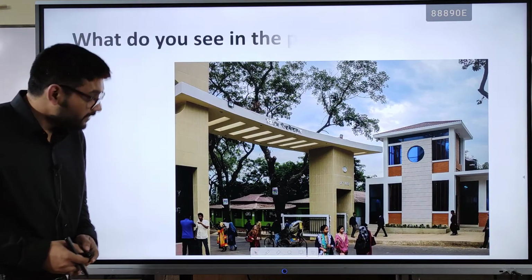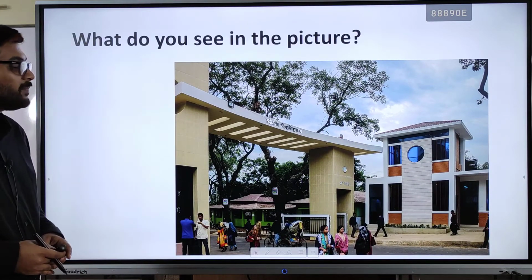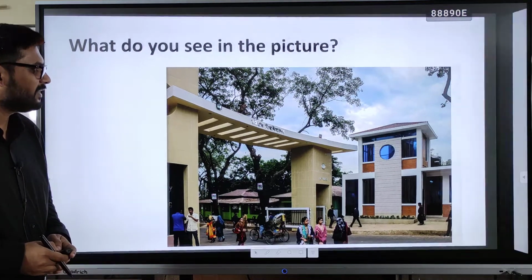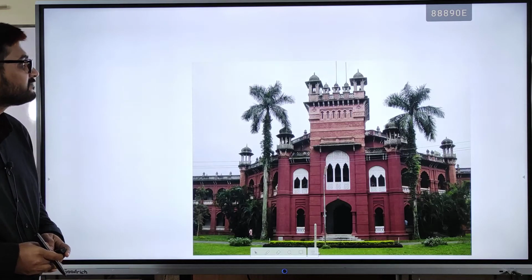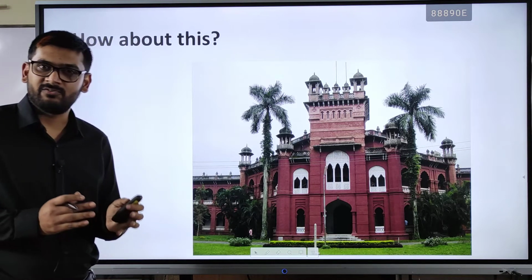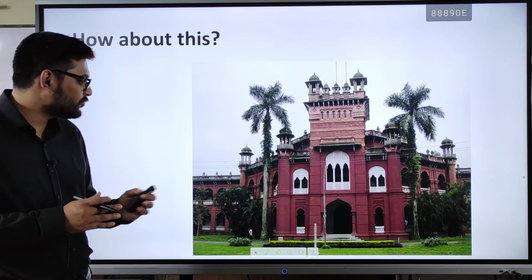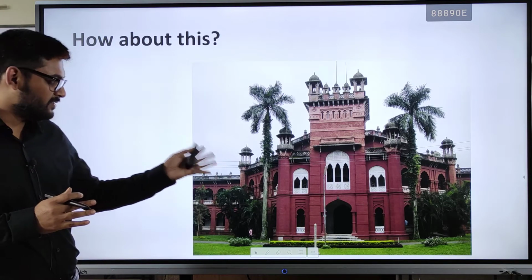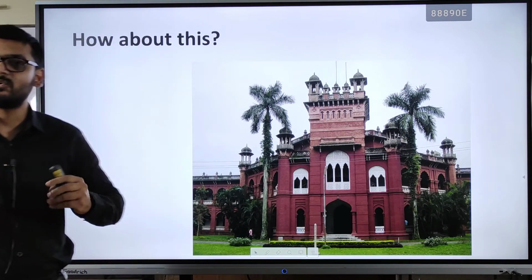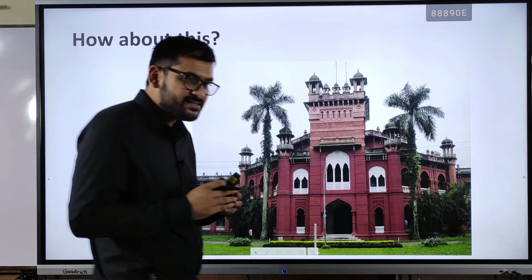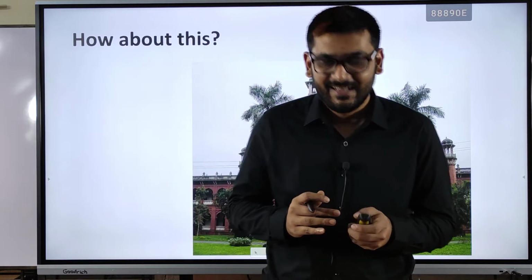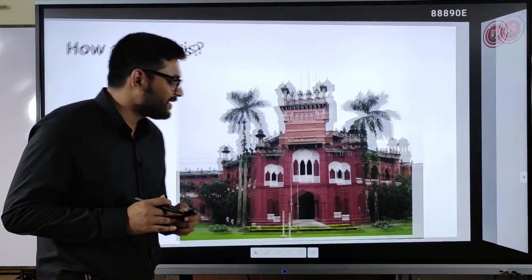So, what do you see in the picture? Please observe for a moment. And how about these? What do you see here? I think you have got it. These are two universities. This is from Dhaka University, the previous one is from Chittagong University. Can you guess what our today's lesson is about? Okay. I think you are right.